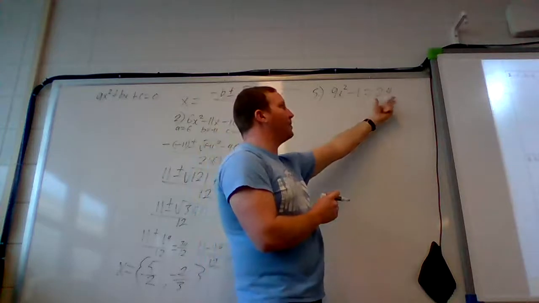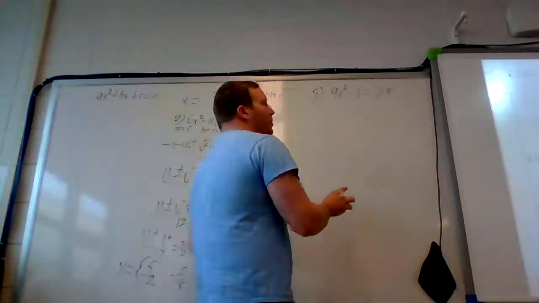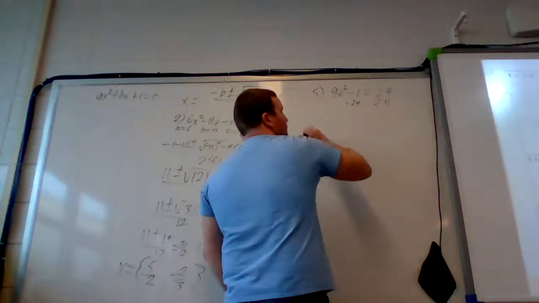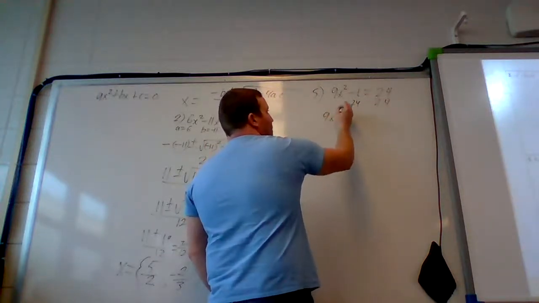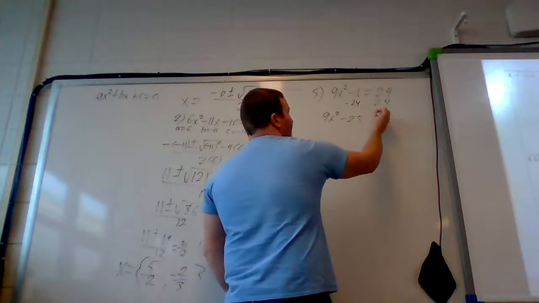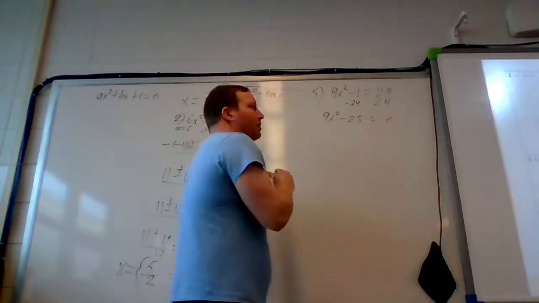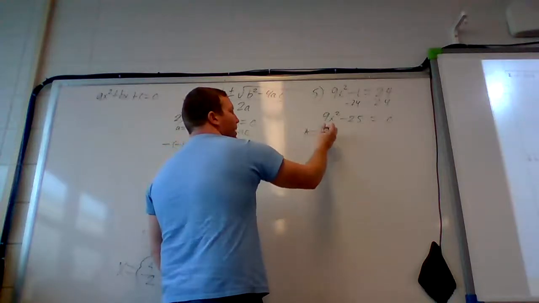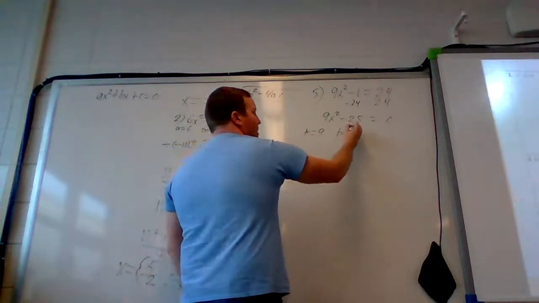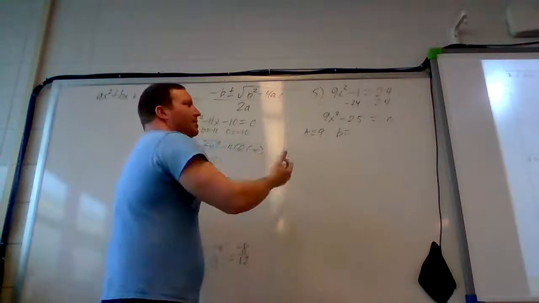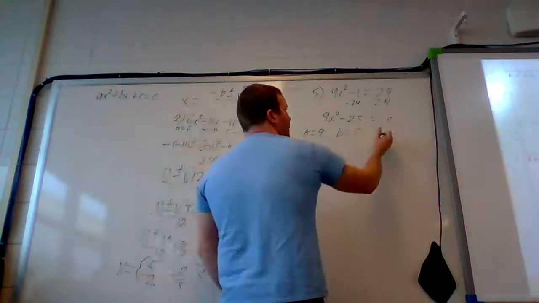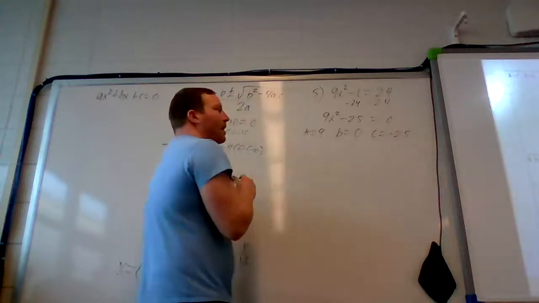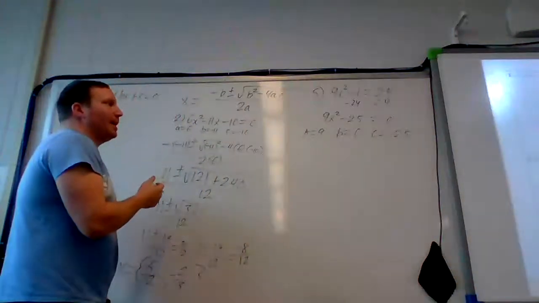We have a 24 on the right side of the equation. We need to move it over, so we're going to subtract 24. That leaves us with 9x squared minus 25 equals 0. And then again, our a value is our leading coefficient. So a equals 9. Our b value is 0, right? We don't have any x. And then our c value is negative 25. And we're going to plug that in.